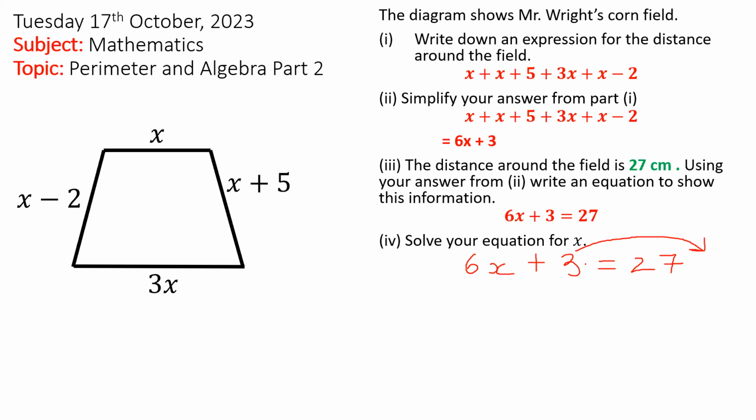So you take the 3 and you send it over the equal sign. It's going to be 6x is equal to 27 minus 3. So 6x plus 3 is equal to 27. We send the 3 over the equal sign. What is 27 minus 3? That's going to be 24. So 6x is equal to 24. Okay.